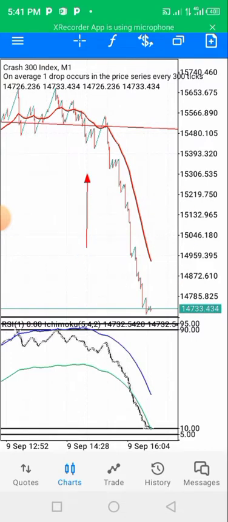So before we continue with this strategy, I have to share with you guys the indicators we'll be needing for this strategy.